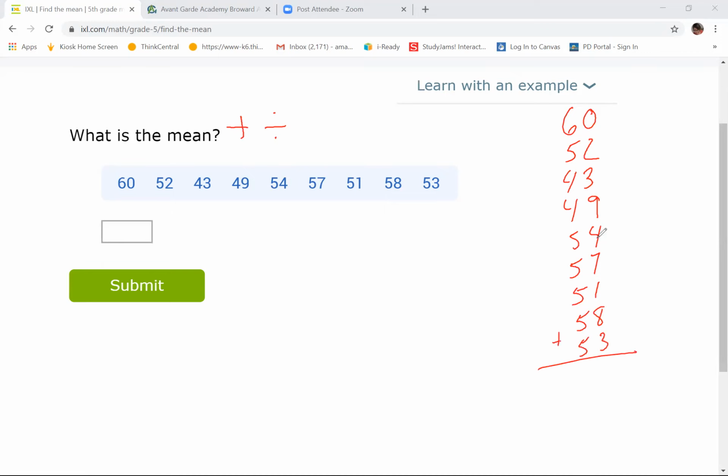Okay, this is what your numbers should look like. Let's see. 0 plus 2, 2. 3, 4, 5, 6, 7, 8, 9, 10, 11, 12, 13, 14, 15, 16, 17, 18, 19, 20, 21, 22, 23, 24, 25, 26, 27, 28, 29, 30, 31, 32, 33, 34, 35, 36, 37. And I'm going to regroup with a 3.